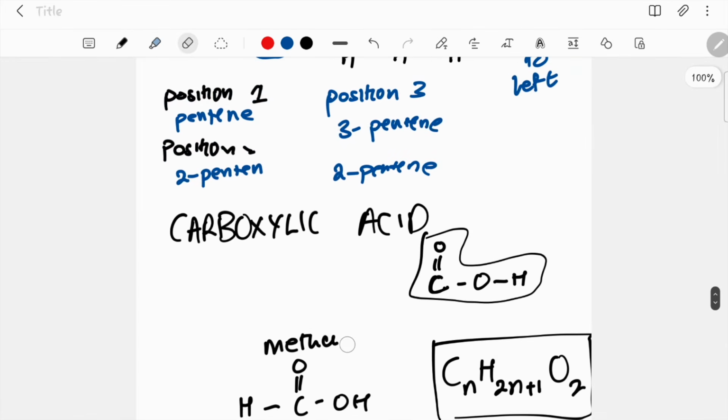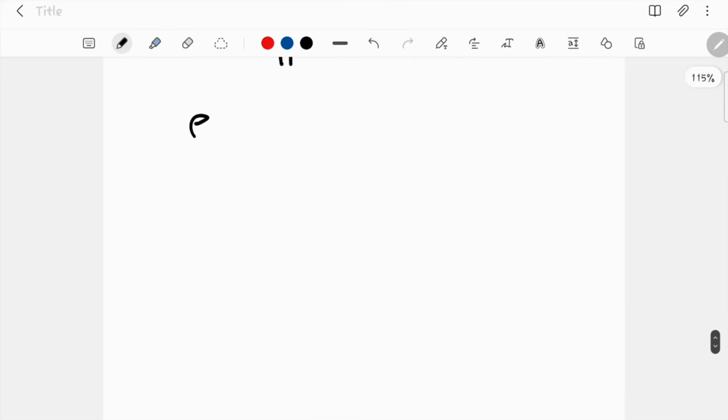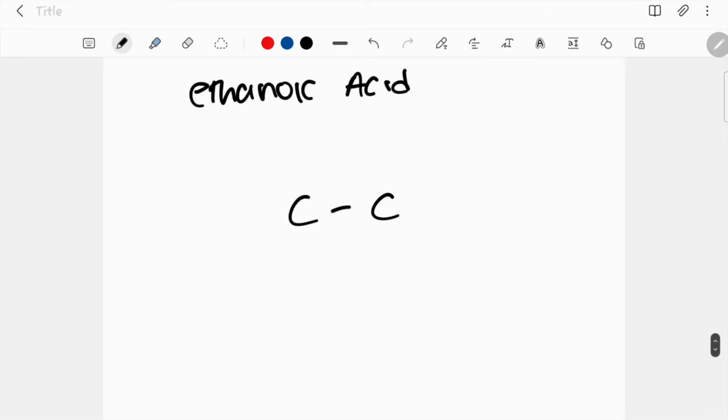Let's draw this actually. Let's draw ethanoic acid. So we're going to start off with 2 carbons. The last carbon is going to have O and then OH.